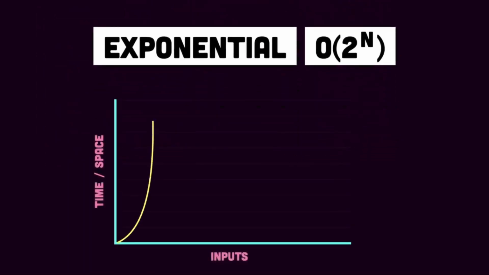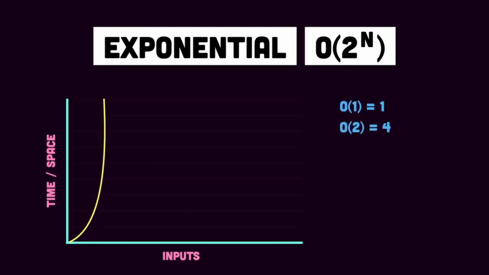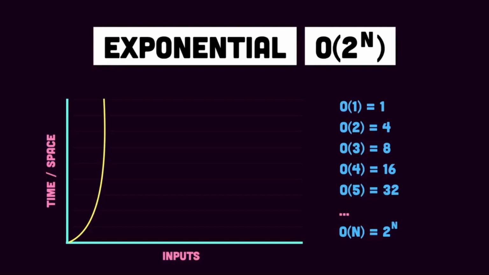Alright, so next we have the exponential complexity. So O of 2 raised to the power n. If you plot the graph for this, it is going to look like this. So with the increase in the number of inputs, there is exponential growth in the time or space. So for one input, it is going to be 1. For 2, it is going to be 4. For 3, it is going to be 8. And n is going to be 2 raised to the power n.